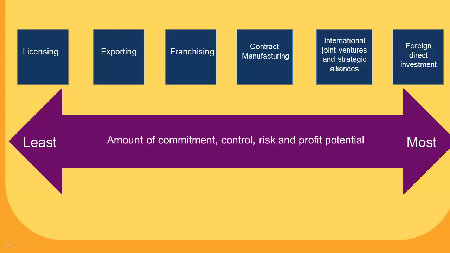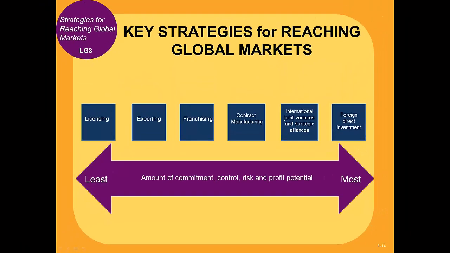Now, the book does a very good job of describing each of these strategies, so I will not go into detail here. Just keep in mind that as you move from left to right on this scale, you are spending more money, but you also have more control. Foreign direct investment, or FDI, will be the most expensive route to go, but it will also give you the most control.